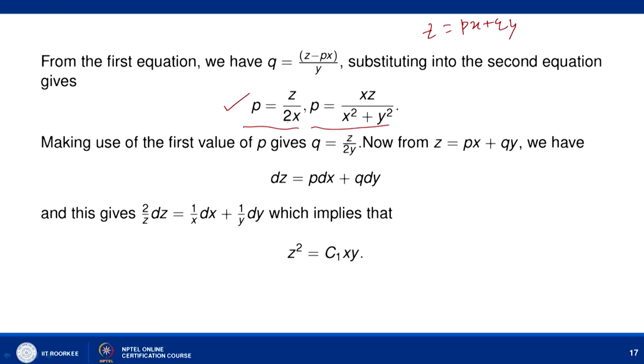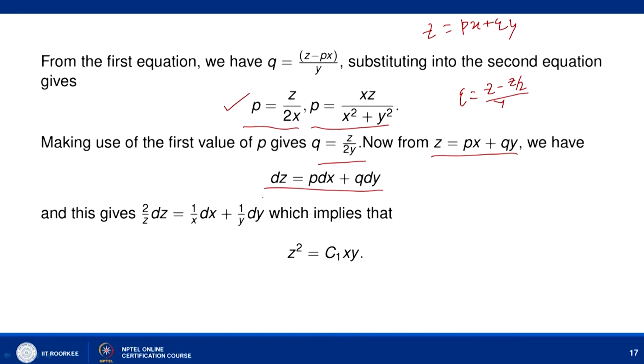Let us take the first value as z by 2x, then q equal to z minus px, divided by y. Px is going to be z by 2, divided by y. So, it means q is going to be z by 2y. So, we now have two values of p and q. Then look at your equation dz equal to p dx plus q dy.